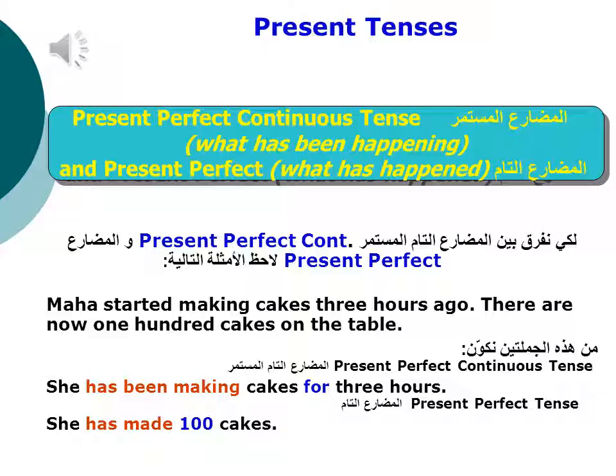Let's look at this example. Maha started making cakes 3 hours ago. Now notice ago used with the simple past. There are now 100 cakes on the table. So she has been making cakes for 3 hours and she is still continuing to make cakes. She has made 100 cakes. Now this is present perfect tense. It means that she has completed 100 cakes.